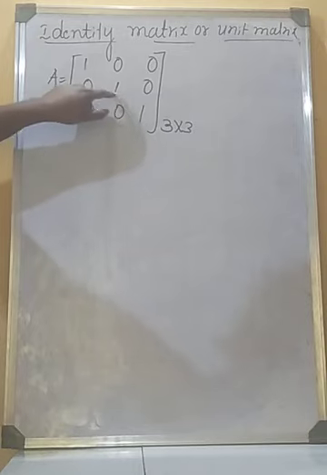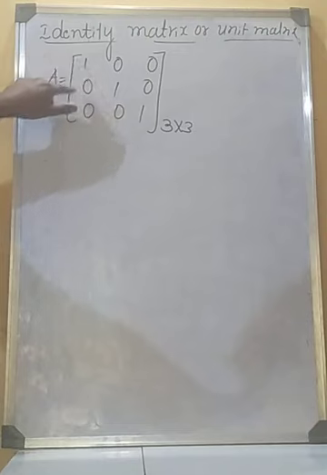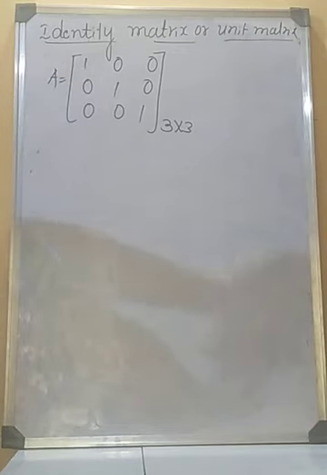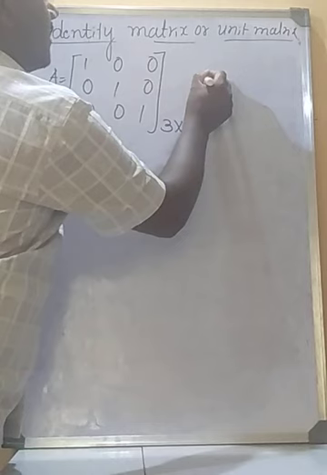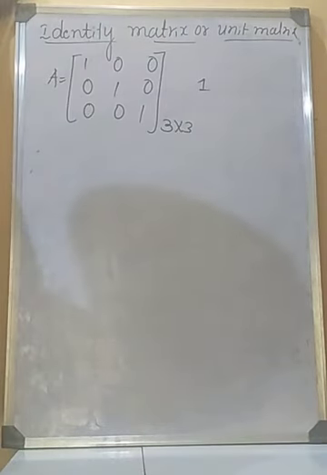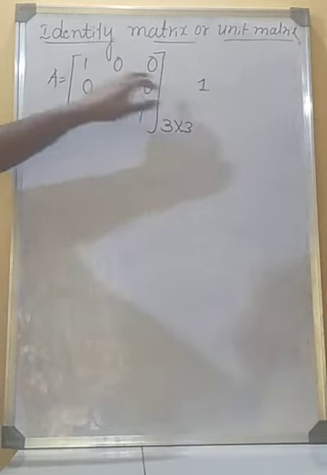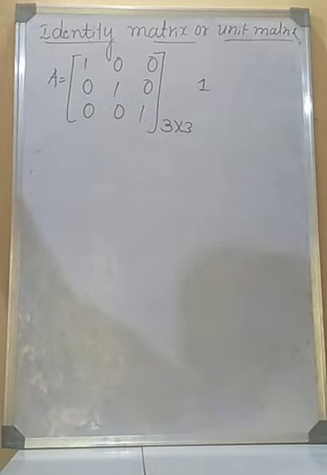Principal diagonal elements are unity. Okay. Here, observe that a scalar matrix is an identity matrix when principal diagonal elements are unity. Principal diagonal elements are unity means 1. These are all principal diagonal elements: 1, 1, 1.